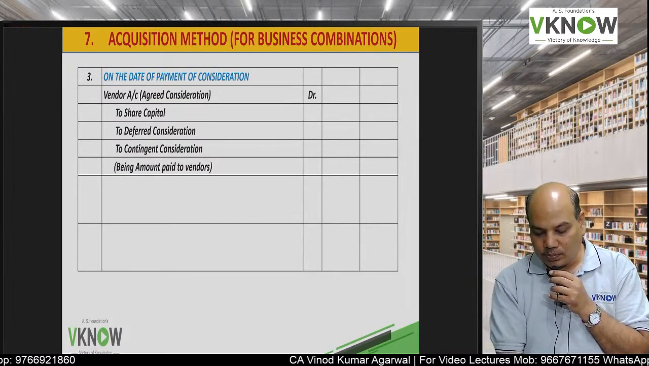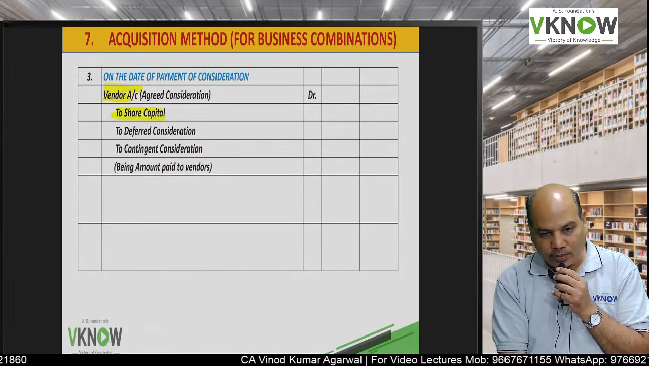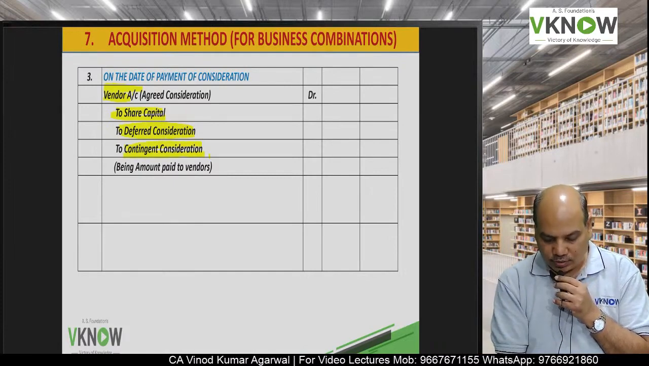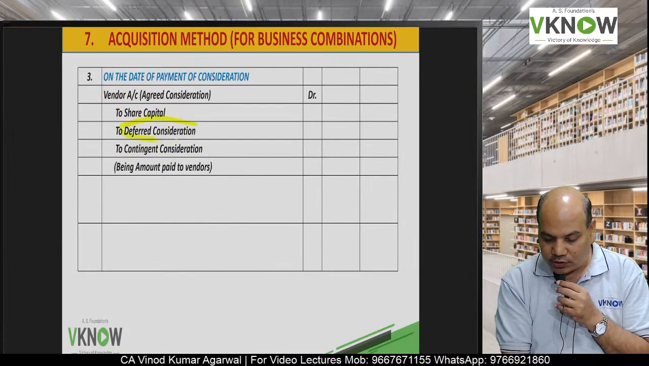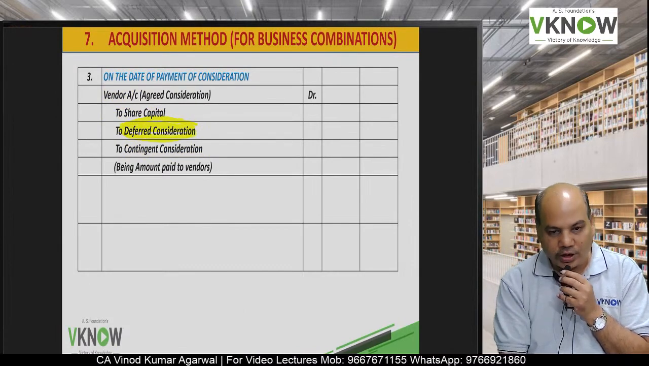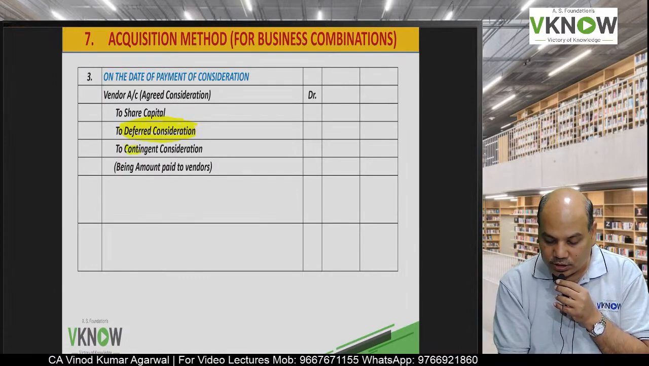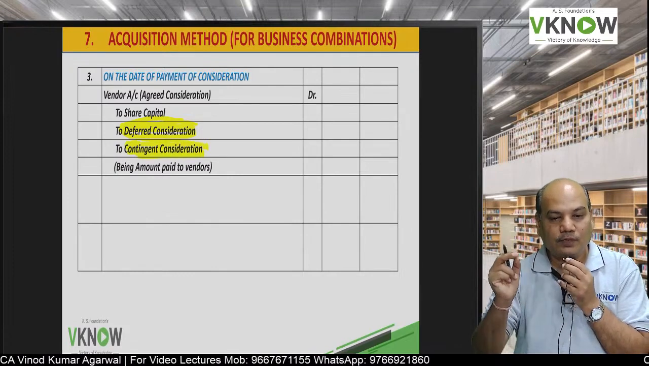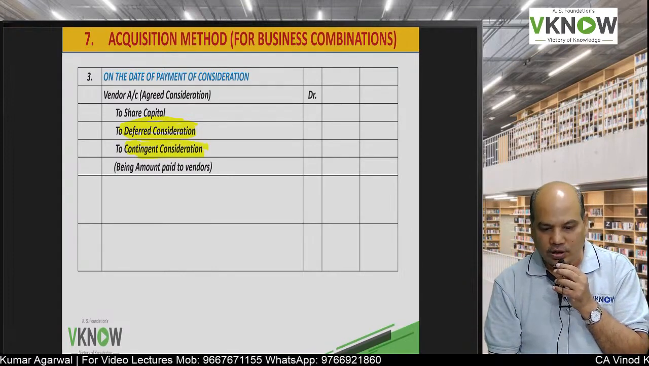Then come to the payment of consideration. The consideration payment entry will be vendor account debit to share capital, to deferred consideration, and to contingent consideration. This again we will discuss subsequently. Some consideration may be paid at a future date, that is called deferred consideration. Some consideration may be paid subject to fulfillment of some condition in future, that is contingent consideration.